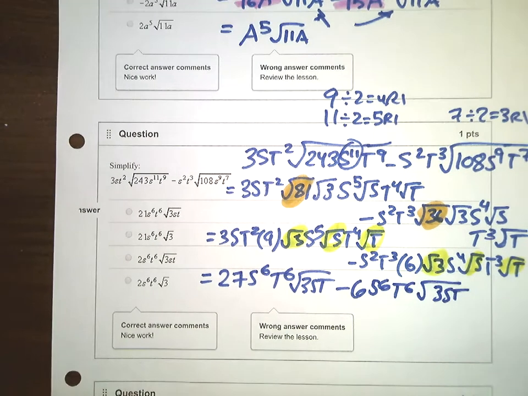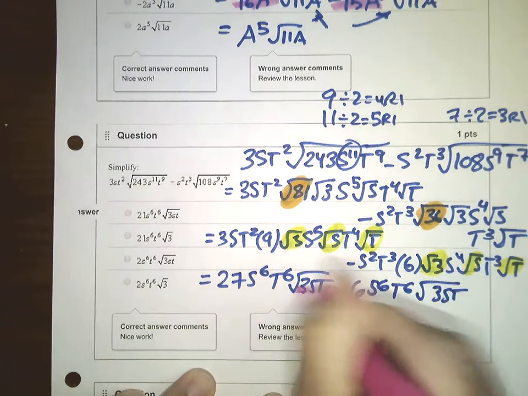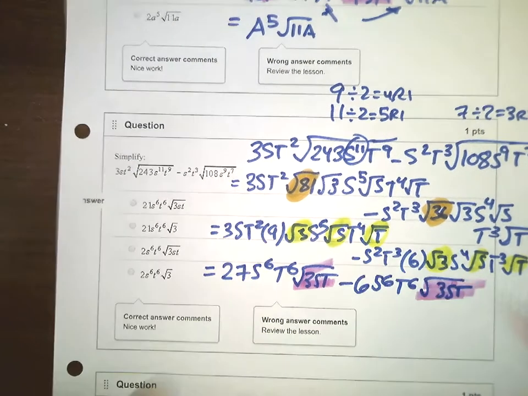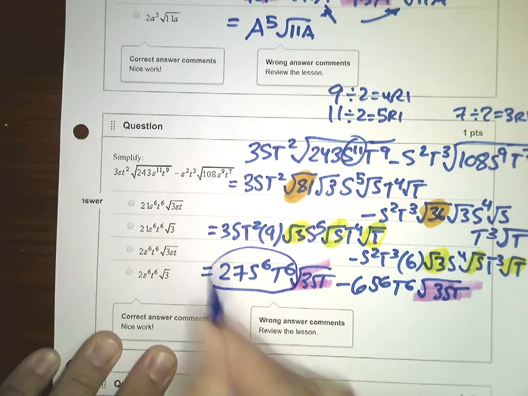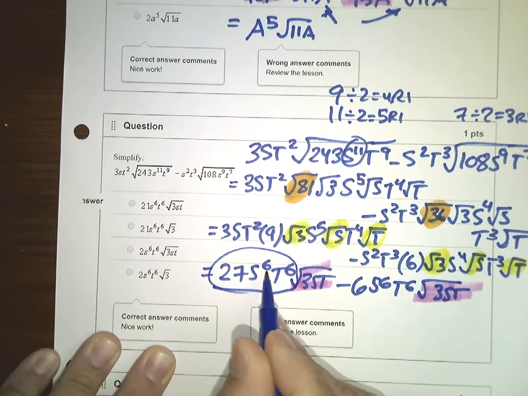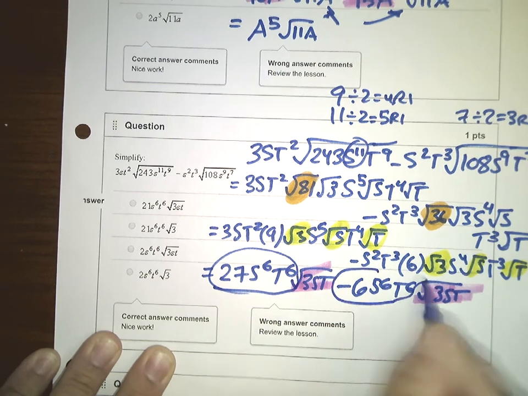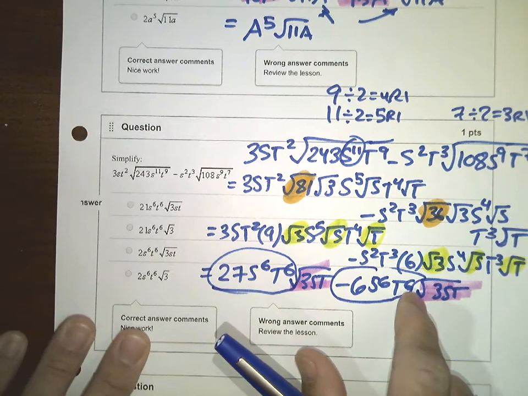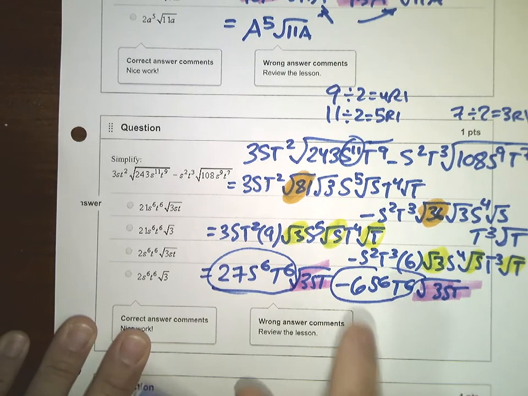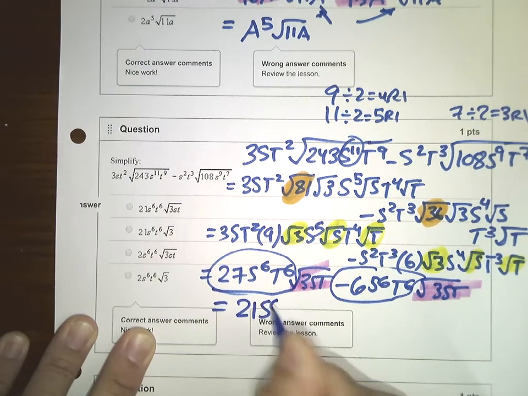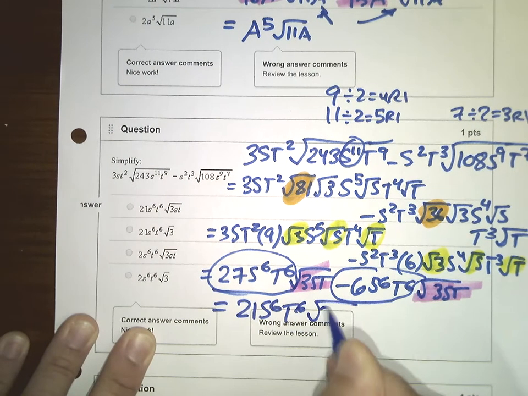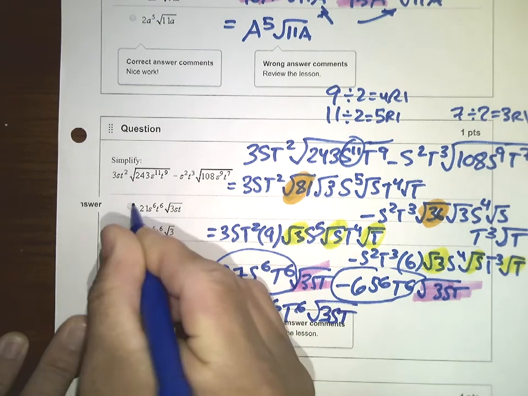3st. And now, since these are like radicals now, we just subtract the terms. All right, so 27 s to the 6 t to the 6 minus 6 s to the 6 t to the 6 is actually 21 s to the 6 t to the 6. So this is 21 s to the 6 t to the 6 square root of 3st. All right, there's the answer.